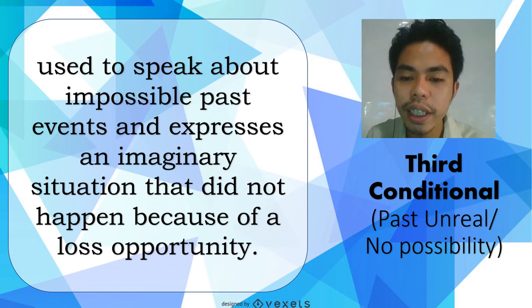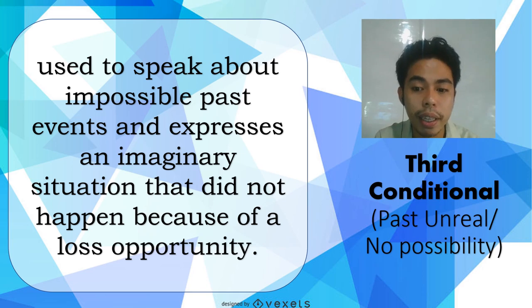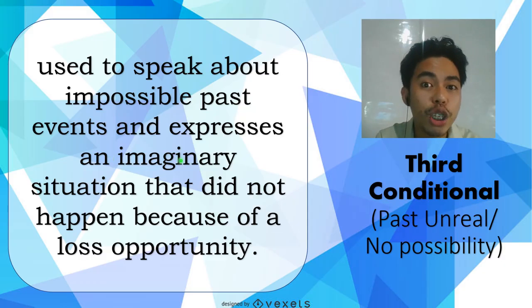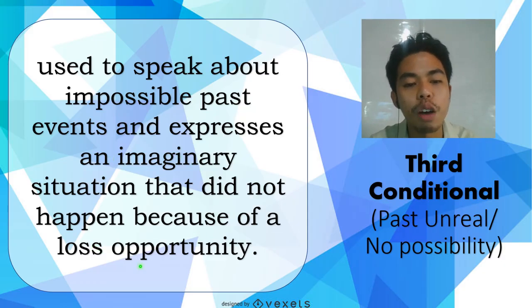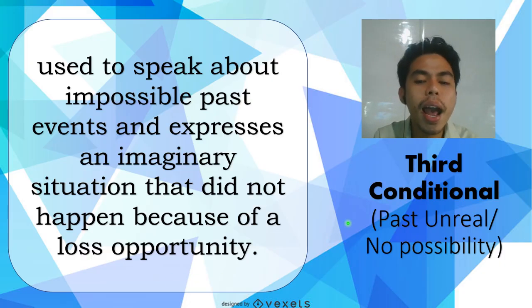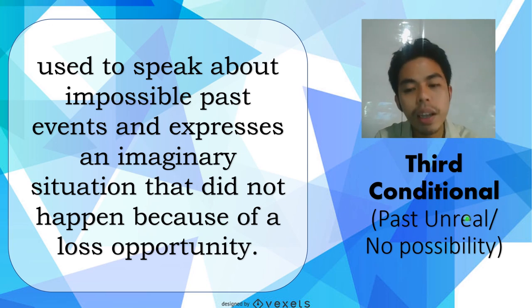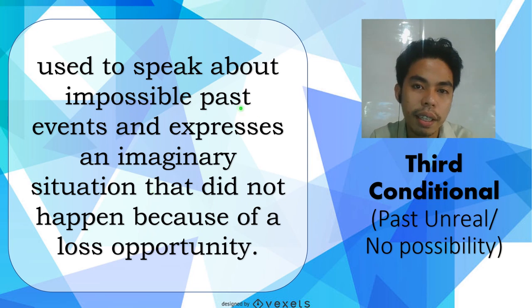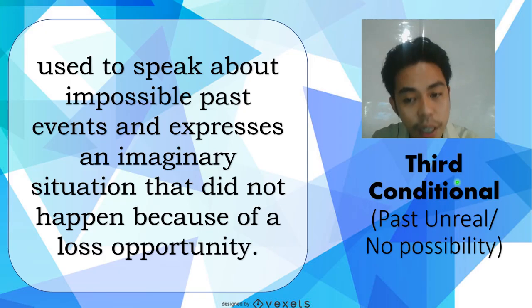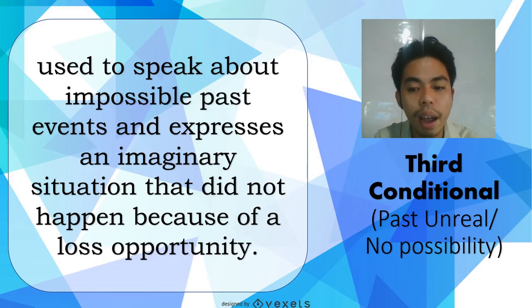So we have now the third conditional, or the past, unreal, or no possibility conditional. It is used to speak about impossible past events and expresses an imaginary situation that did not happen because of a lost opportunity. Meaning to say you have missed the opportunity already. Meaning to say it will never happen. You can never bring back time. And there's no chance of you being able to get the result that you would like to receive from the condition, because you did not do something that you have to do in order to meet the condition and get the result that you would like to have.